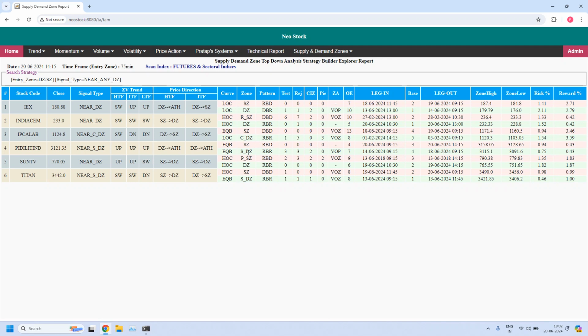Next, Pidilite Industries. This is having a high liquidity demand zone, already tested 3 times. So you need to look for a fresh fine-tuned 5-minute zone to validate this, otherwise zone will be violated. And you have Titan. Previously we got a trade from Titan, already tested. So now you need to look for a fresh fine-tuned 5-minute zone. So these are the high liquidity 75 minutes demand zones.